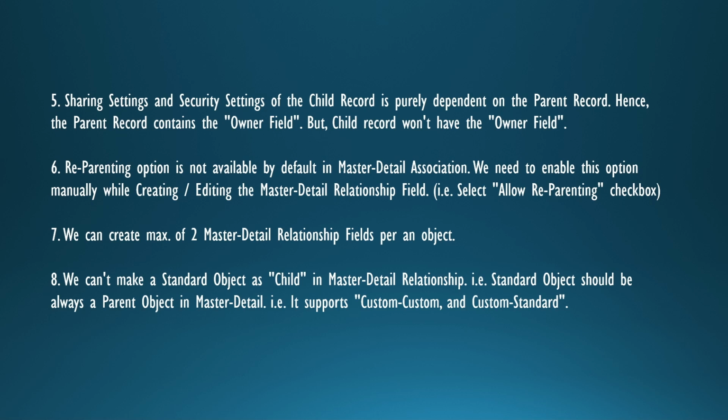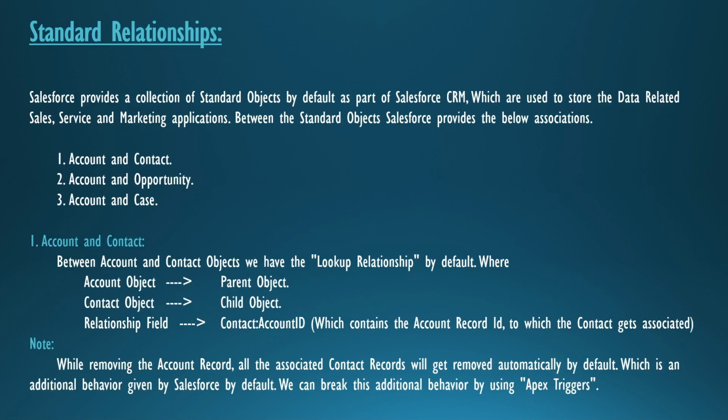We can't make a standard object a child in master detail relationship, which means a standard object should always be a parent object in master detail. It supports custom to custom and custom to standard. Standard relationships. 1. Account and contact.